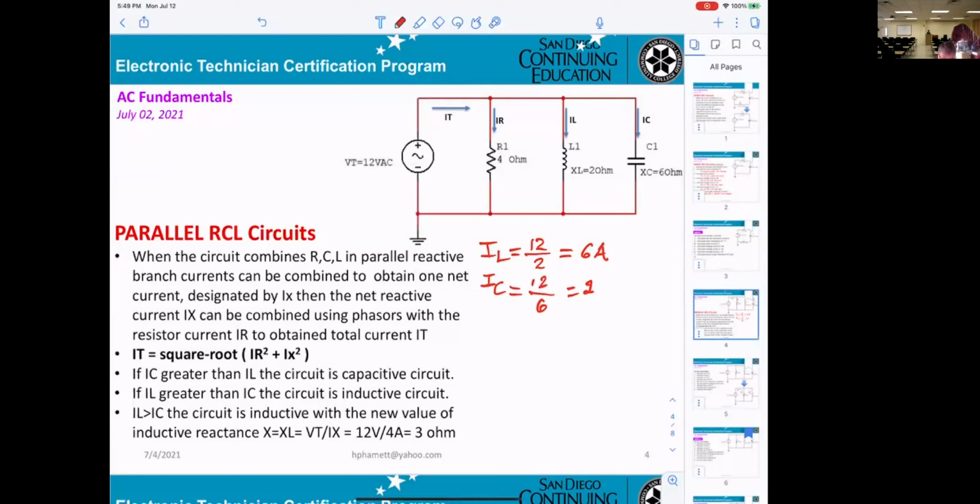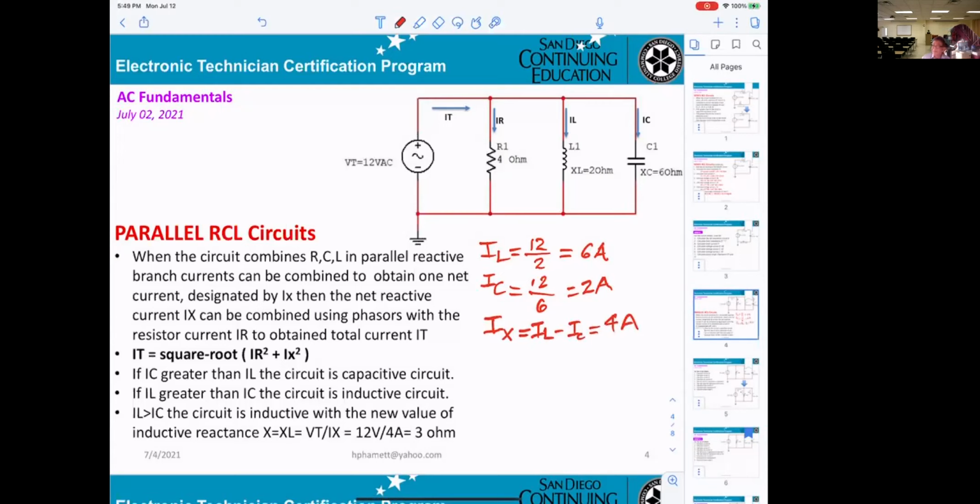You get divided by 6, you get 2 amp, right? Yes, sir. Okay, so the I, that means the net current, the difference between IL and IC. So that will be IL minus IC. So you get 4 amp.